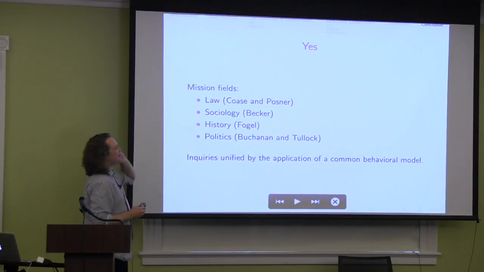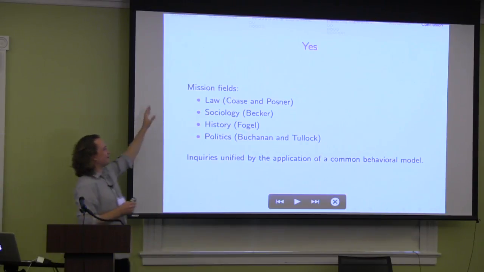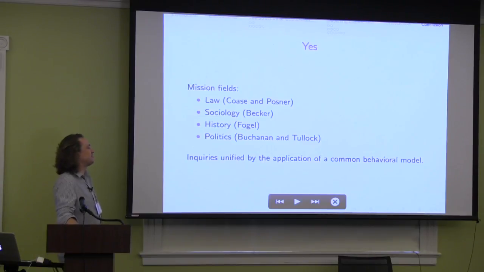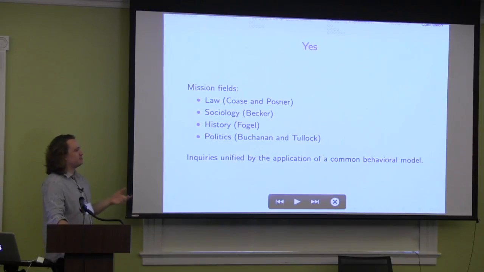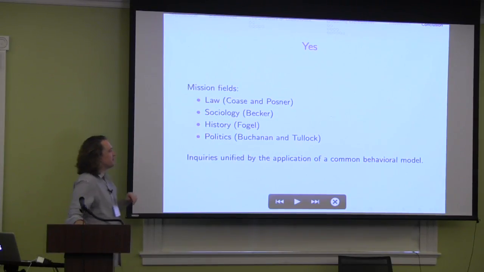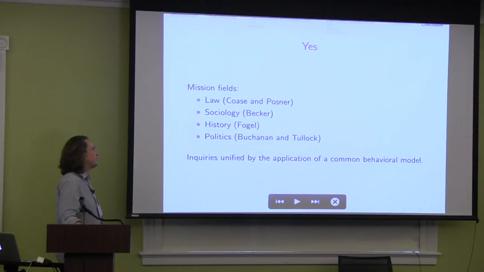The missionaries that he names are Coase and Posner in law, and Becker in sociology, Bob Fogel. I'm not sure if he names North in history. And then, of course, Buchanan and Tullock in politics. And I think what unites these inquiries in Stigler's mind is very much the application of a common behavioral model of purposive, or in some sense rational, human behavior.